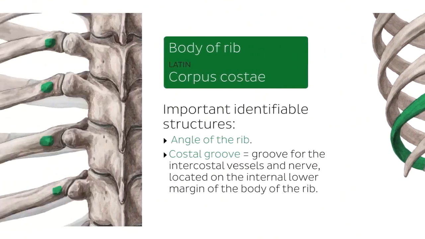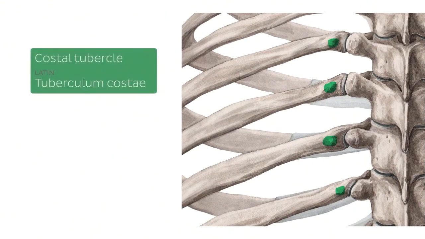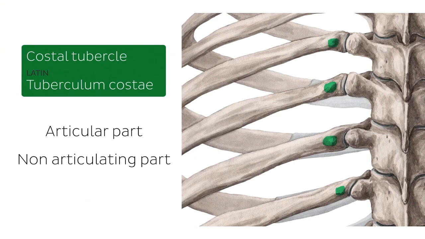We're going to move on to the last structure that we're going to be highlighting here on this tutorial, known as the costal tubercle. Now, the costal tubercle is located between the body and the neck of the rib, and we mentioned this before on the previous slides. And this eminence has an articular part where the rib is going to be articulating with the transverse process of the vertebrae, as you can see here on this image, and a non-articulating part to which the ligament of the tubercle will be attaching to.